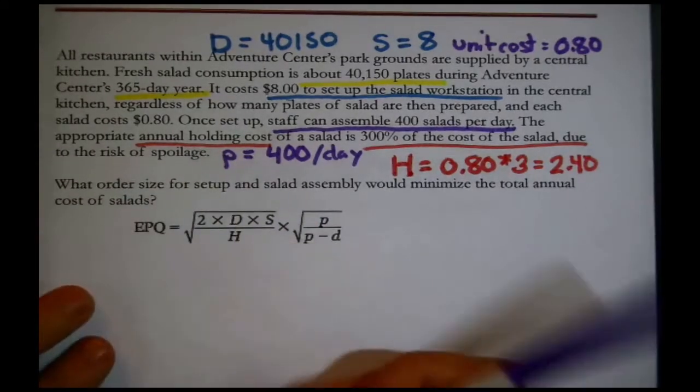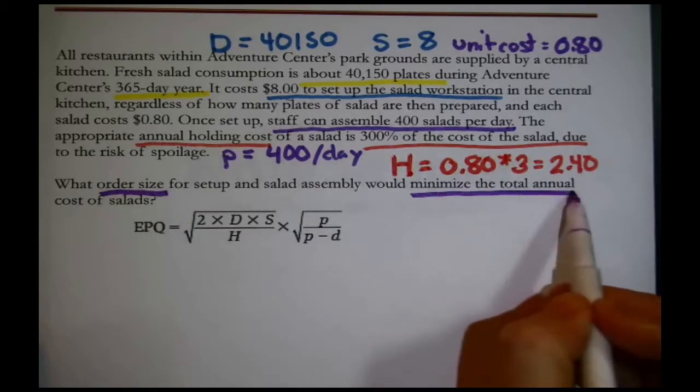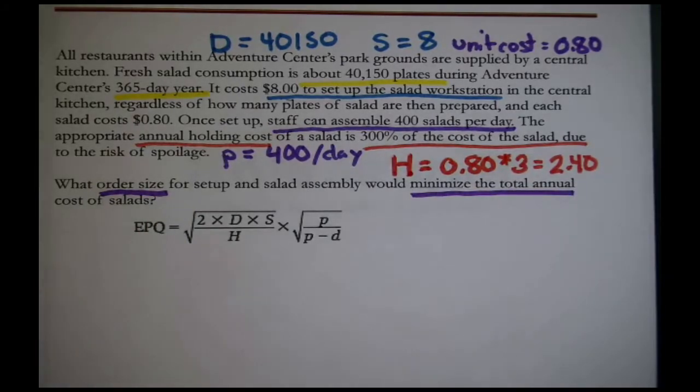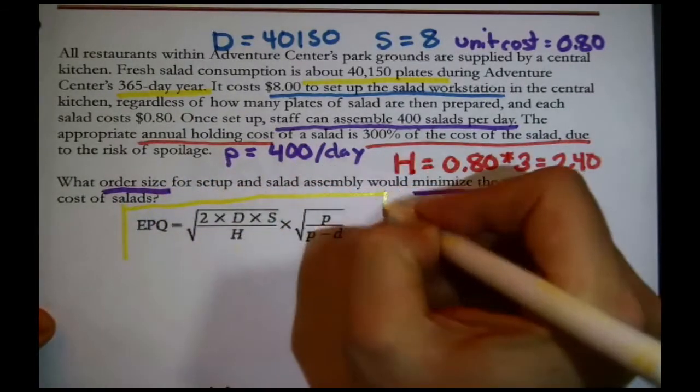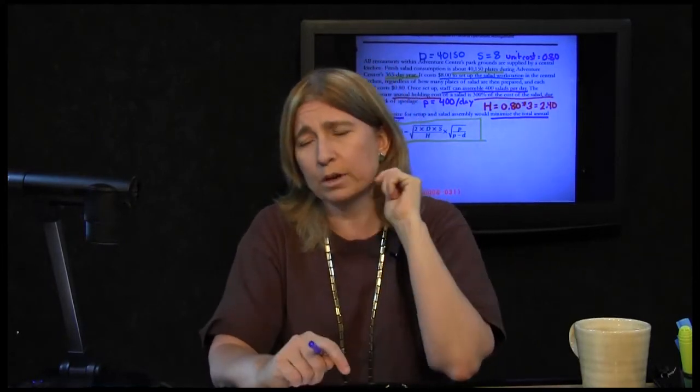Okay, now we went through the information and we've got the parameters. It asks what order size would minimize total annual cost. That is by definition asking us to calculate the so-called EPQ, or economic production quantity. That's why it's been supplied here, right? So we're all ready to fill out that formula. Let's say order size. What are we figuring out? Every time Adventure Center's central kitchen sets up to make salads, how many salads should they make? Another term for that in this kind of setting might be a batch size. But anyway, we just need to fill out the formula.